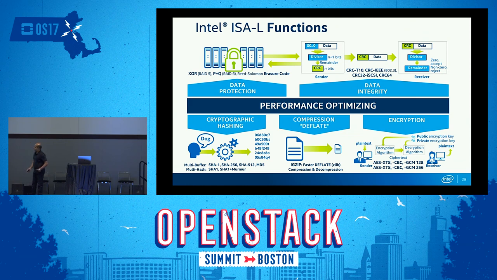We have cryptographic hashes, which are MD5 and SHA. This is a family of hashes called multi-buffer hashes, which give you a big performance boost over your single thread hashes. We have the whole family supported, including SHA-1 plus murmur. We have gzip compression and decompression support, as well as a number of flavors of AES, supported under ISIL.